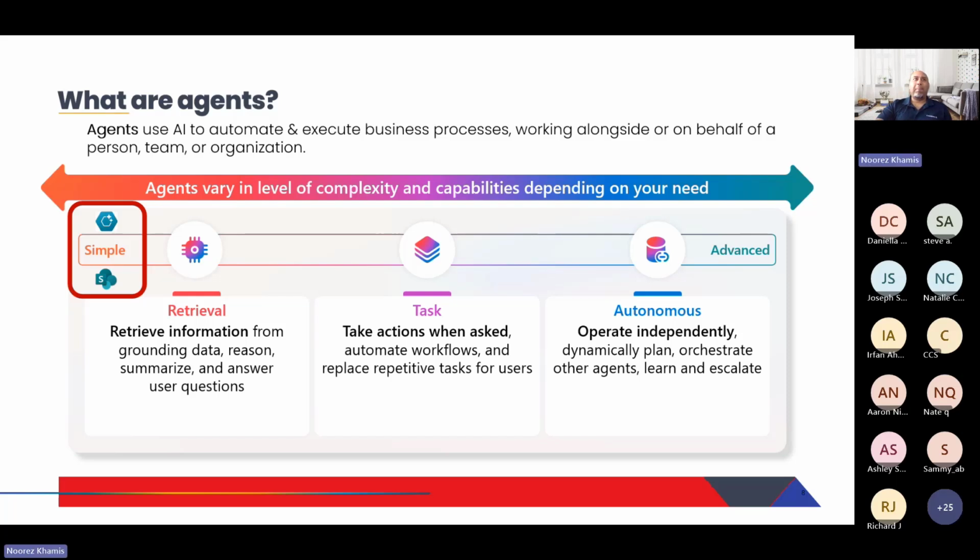Yeah, so these task-based agents are in the middle of simple and advanced, which takes actions when asked. They're able to automate the workflows, replace those repetitive tasks you're doing on a daily basis. And then there's more advanced options on agents, and those are just coming out right now. And this is where agentic AI is, we're all trying to get to, where these agents are autonomous and able to operate independently. But we're really focusing on the simple agents today, specifically the SharePoint agents on the left-hand side of the spectrum.